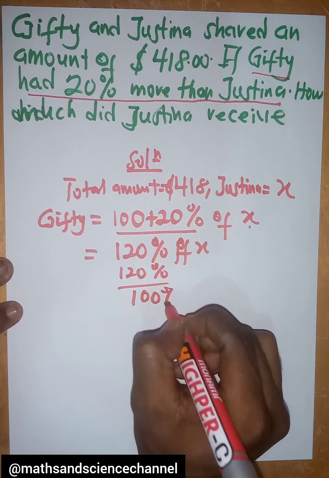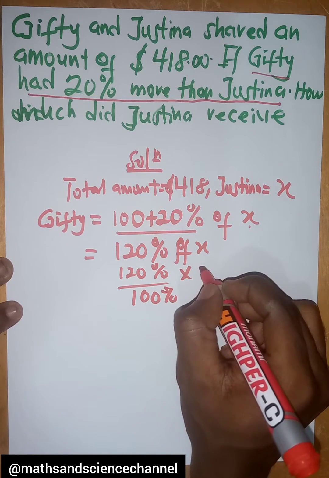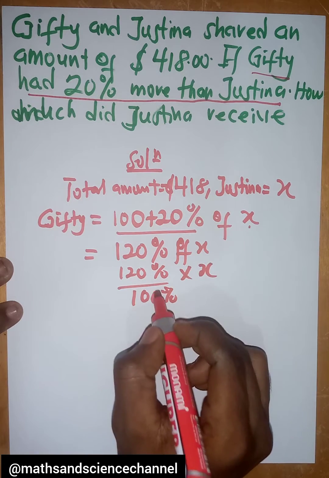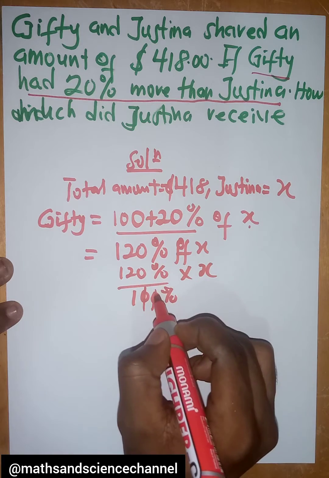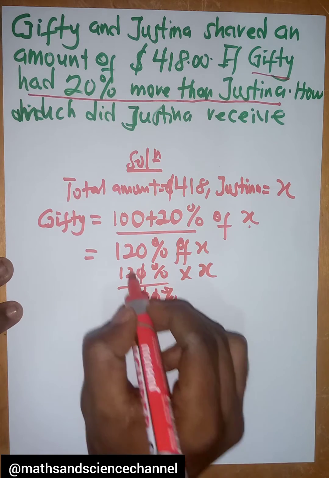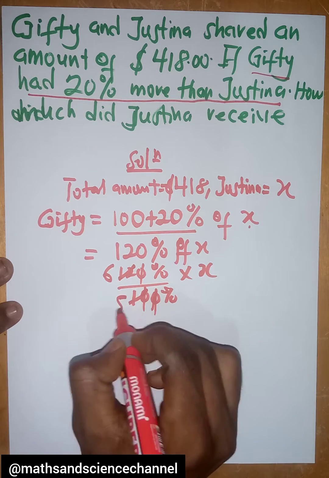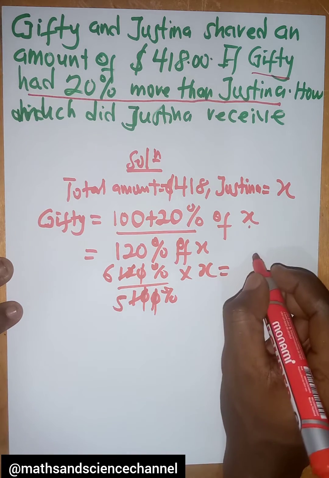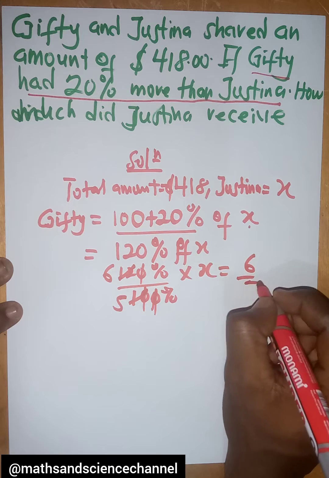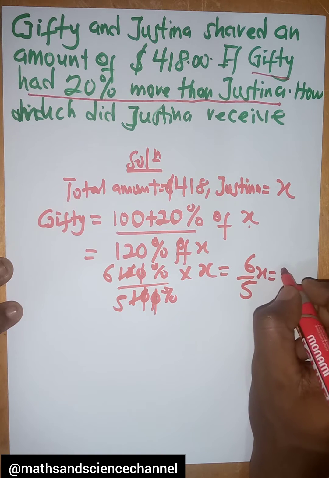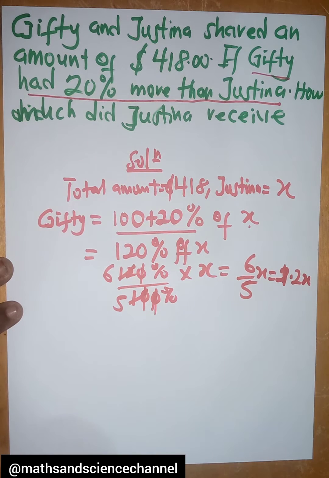To represent this, it is 120% divided by 100% times X. So 0 cancels 0 here. Now remember 2 goes here 6 times, 2 goes here 5 times, so we have something like 6 over 5 X, which is equal to 1.2X. So that would be Gifty's share.